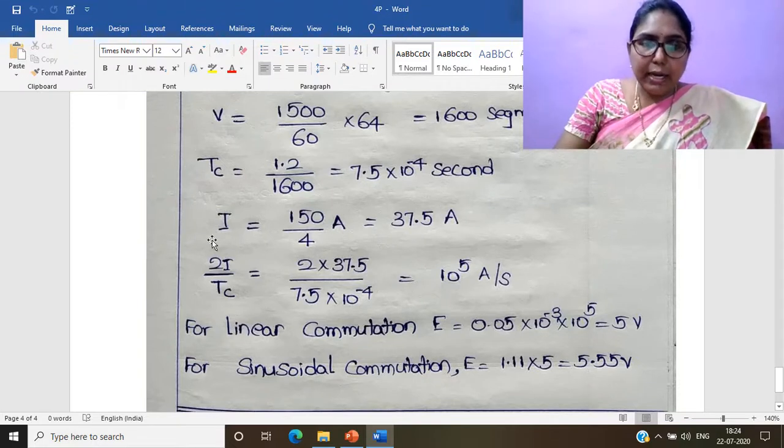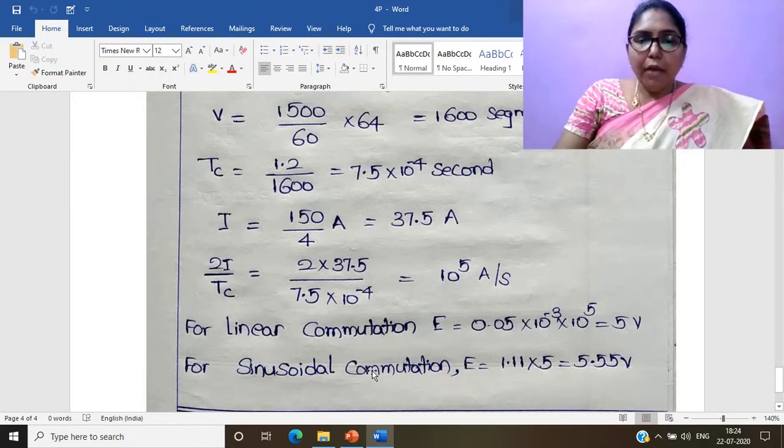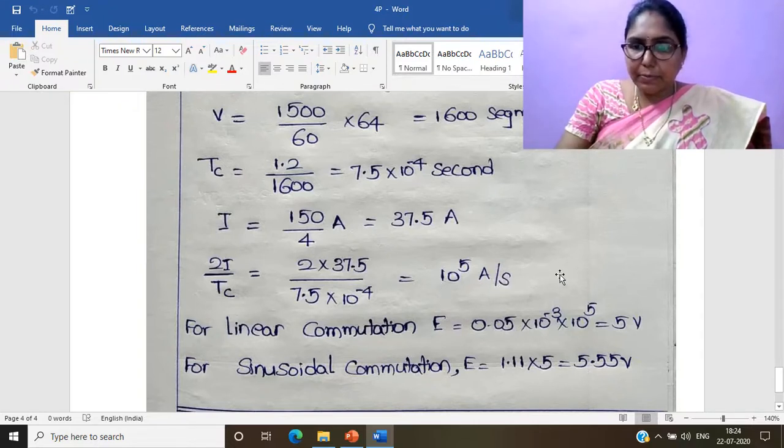So this term, 2I by Tc, is common for both linear commutation and sinusoidal commutation. First we will calculate it for linear commutation. For linear commutation the formula is the inductance L into 2I by Tc. I calculated that 2I by Tc is 10^5 amperes per second. The inductance value given is 0.05 × 10^-3 multiplied with 10^5, which gives 5 volts. So for linear commutation the reactance voltage is 5 volts.